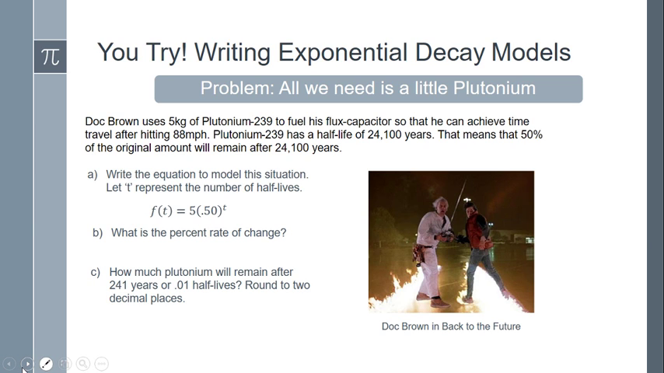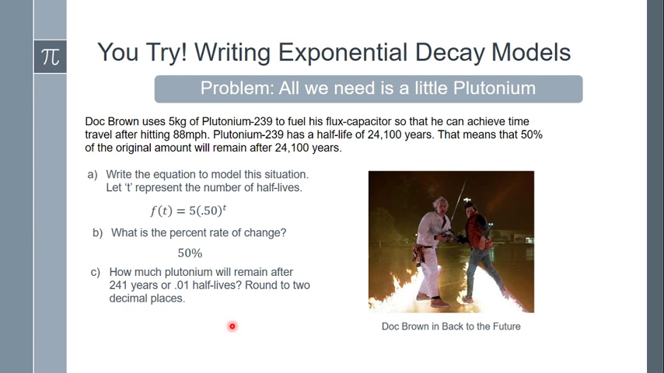Now we've got to talk about what is the percent rate of change. Alright, and to get that, all I would do is take 1 minus this value in here, and in this case we come back to 50%. In fact, it tells us that a half-life means 50% of the original amount. The percent rate of change is 50%.